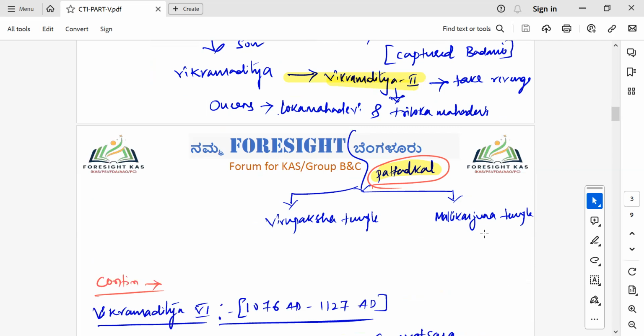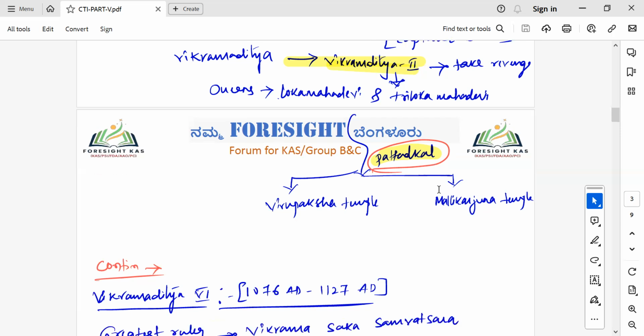So this is overall about the Chalukyas of Badami, or you can call them the early Chalukyas. We have briefly covered it. And of course, there are other parts like art and architecture, which are also very important. In mains, they will directly ask about the KS, and also the economy and society. These things are also very important.